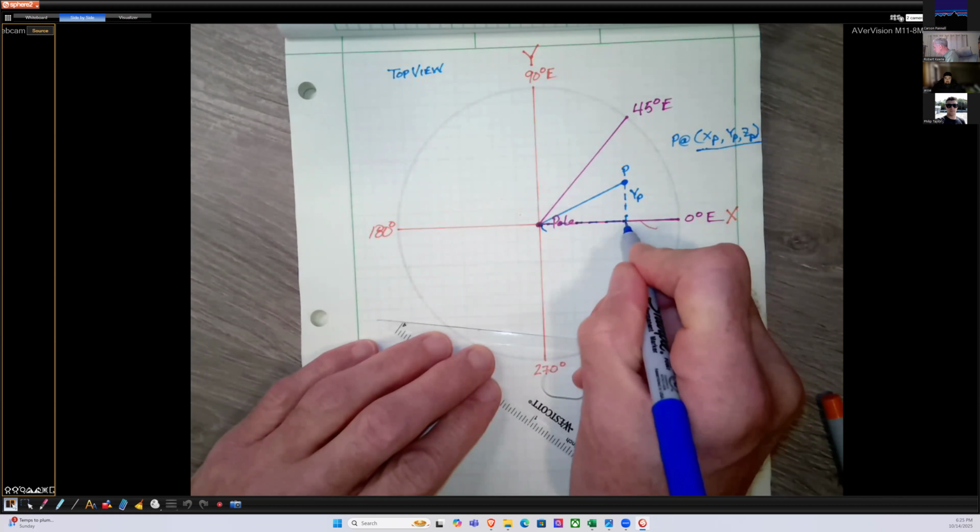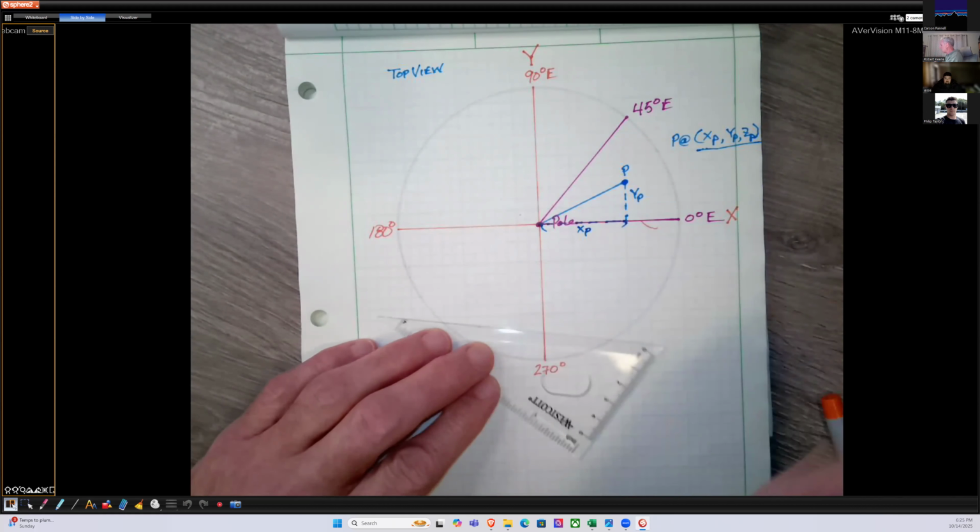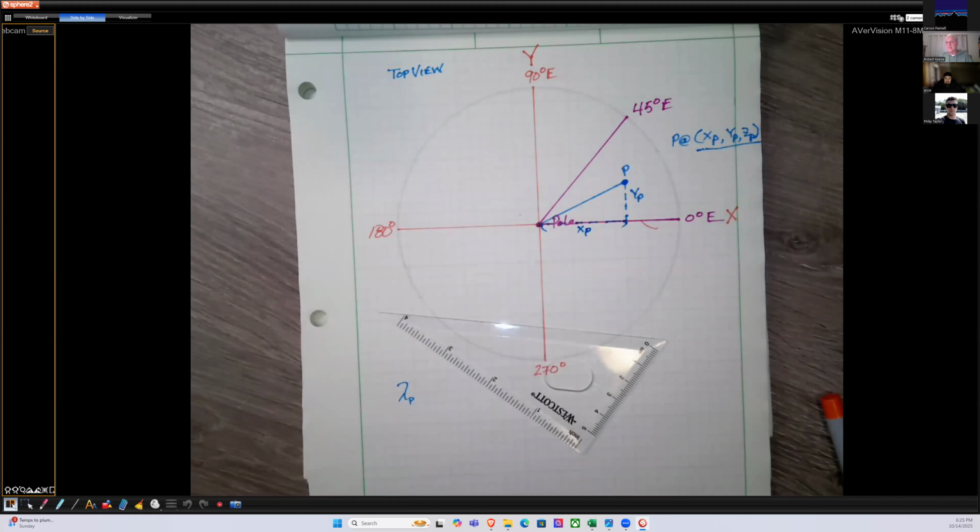That's just your x coordinate, the X of P. How would I represent Z of P? In this drawing, you can't, because it really goes out.